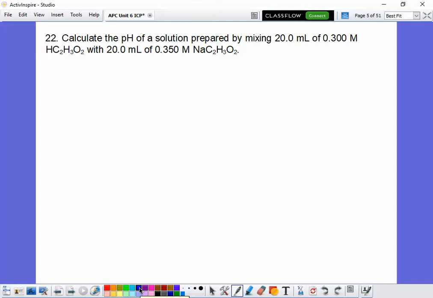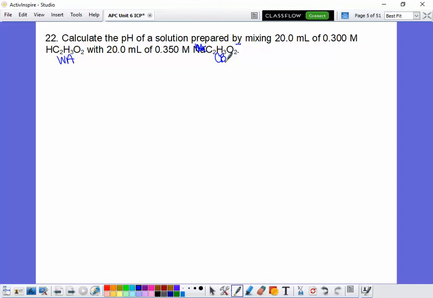All right. Let's identify our substances in our buffer. What's our acid in this buffer? Acetic acid, which is a weak acid. So there's my acid. And what is my conjugate base? The acetate ion. So what can we cross off? Na. And there's my conjugate base.